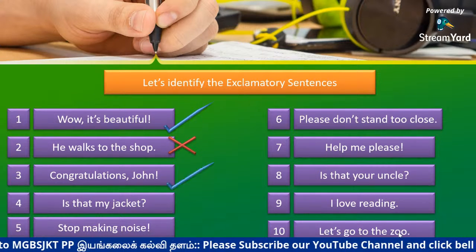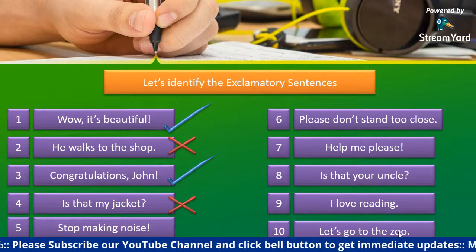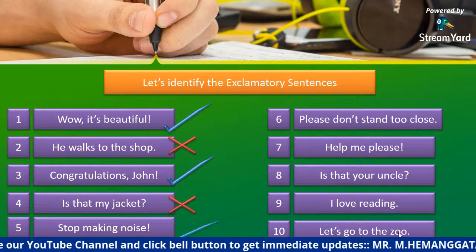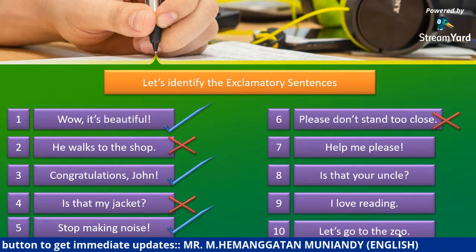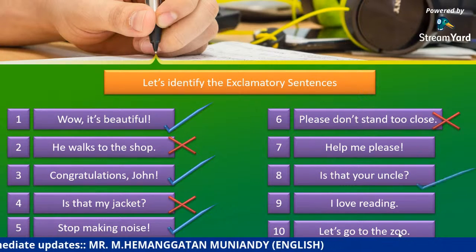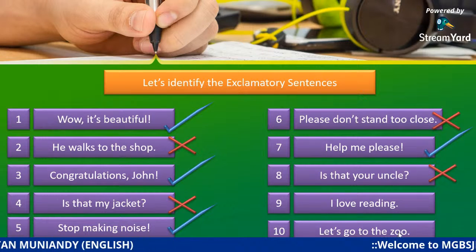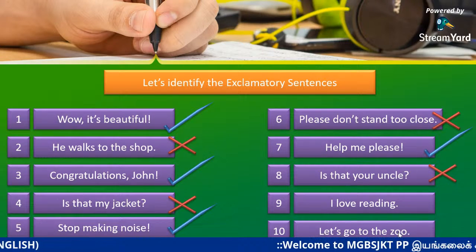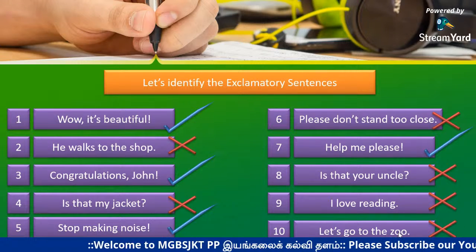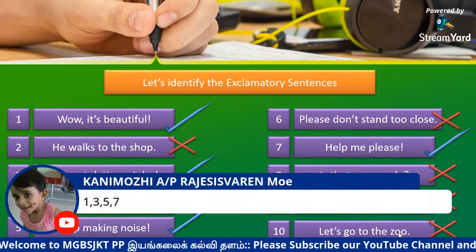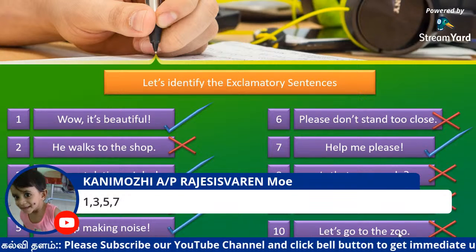Number 3, definitely an exclamatory sentence. Number 4, no. Number 5, yes, it is an exclamatory sentence. 6, no. 7, yes. Number 8 is definitely no, because there's a question mark. Number 9, no. 10, also no. I feel very happy that you are following me. Okay, very good.